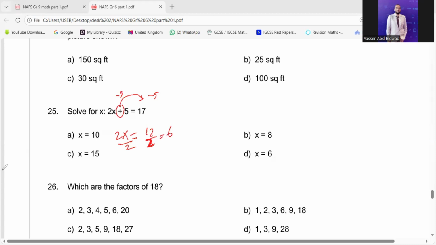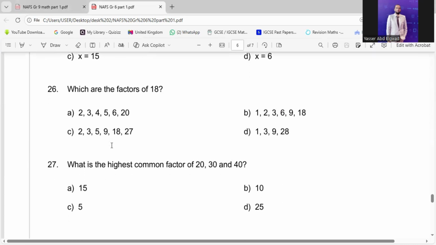Here is another way to explain it, another way we can check the answer. We have 10, we have 8, we have 6. If you put 2 multiplied by 6 plus 5, 2 multiplied by 6 equals 12, plus 5, you get 17, and so on. Next one.